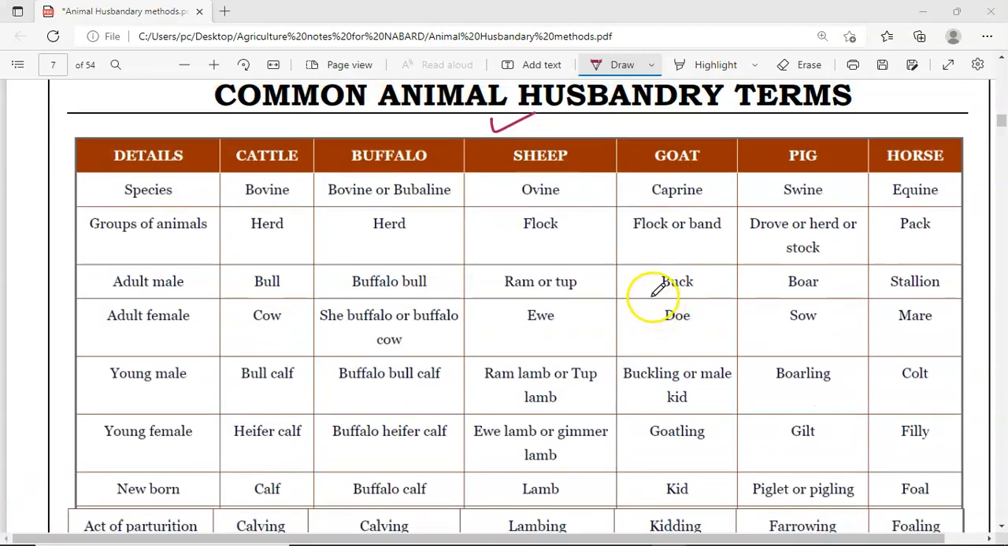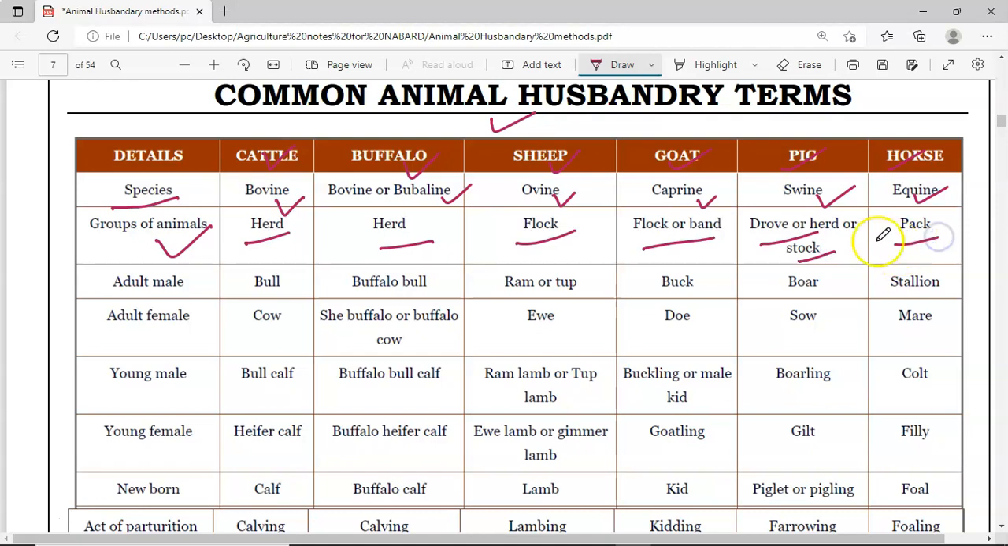You can see that these are some details of the animals. For example, these are cattle, buffalo, sheep, goats, pigs and horses. And there are some related terms to that. For example, by species, cattle are known as bovine, buffaloes are known as bovine, sheep are known as ovine, then caprine, swine and equine. Groups of animals: cattle are known as herds, sheep are known as a flock, goats are known as a flock, band, drove and herd, and horses are known as a pack.